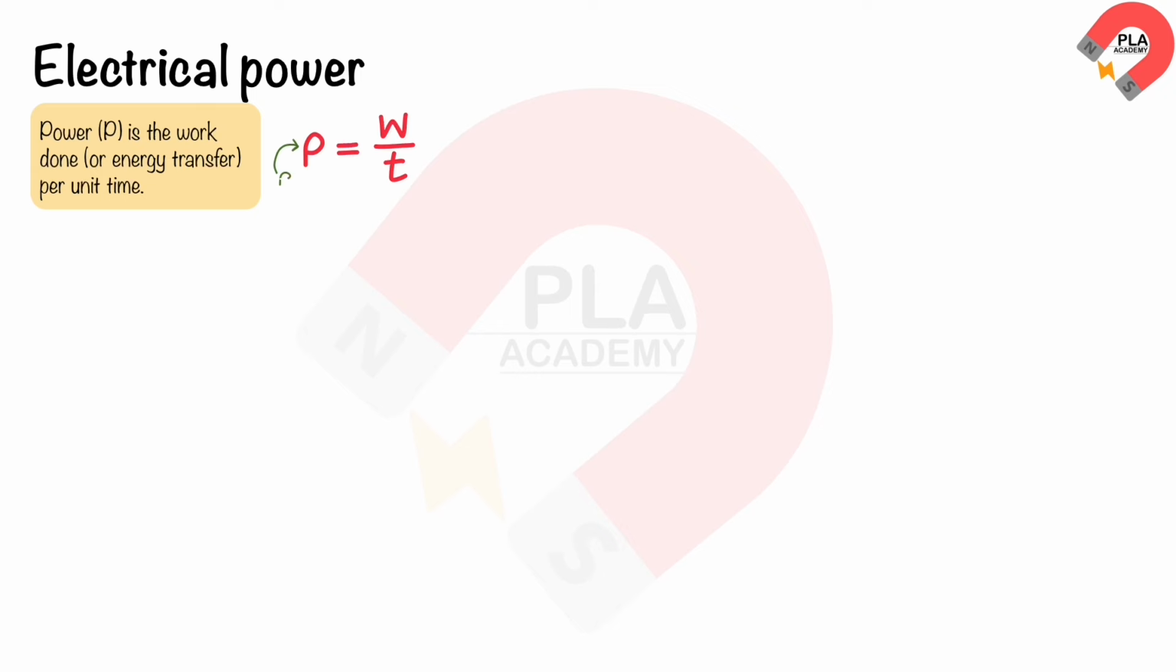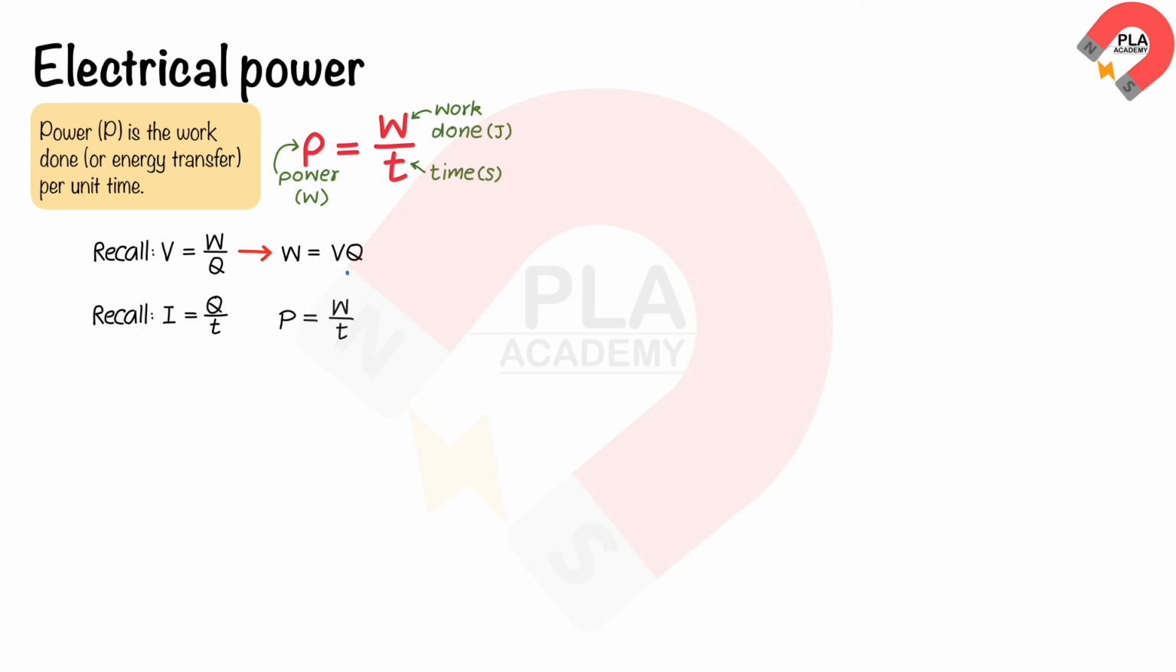Electrical power. In mechanics, power is defined as the work done, or energy transfer, per unit time. We can write the equation as P equals W over T. We can recall the formula for the voltage as V equals W over Q, and W equals VQ. We can recall the formula for the current as I equals Q over T. Substitute W equals VQ and Q over T equals I. So, we can write the formula for the power as P equals VI.